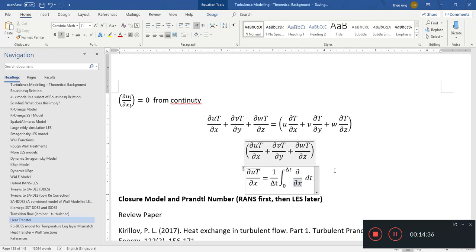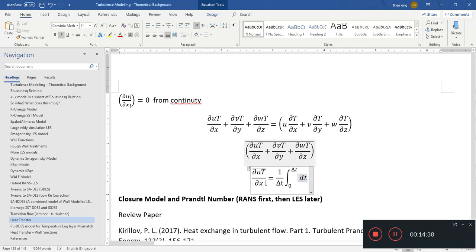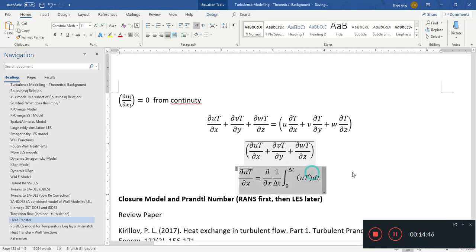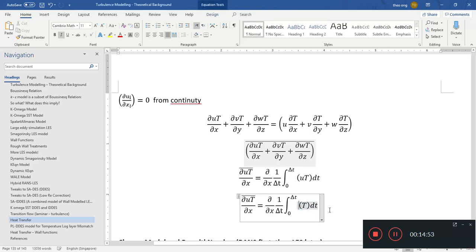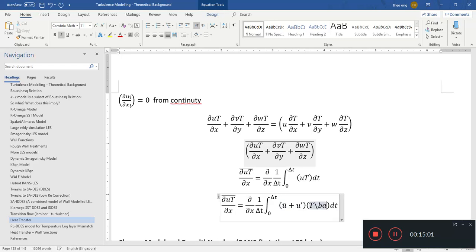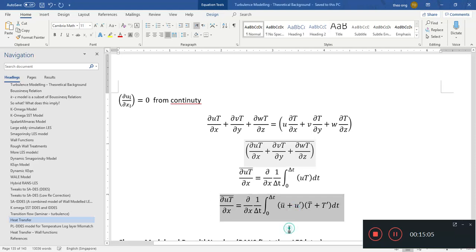Okay, this thing we can actually bring outside. So you just have u t on the inside, which we will then separate out: u bar plus u prime, and this is t bar plus t prime. Alright, so we'll do the expansion as usual.